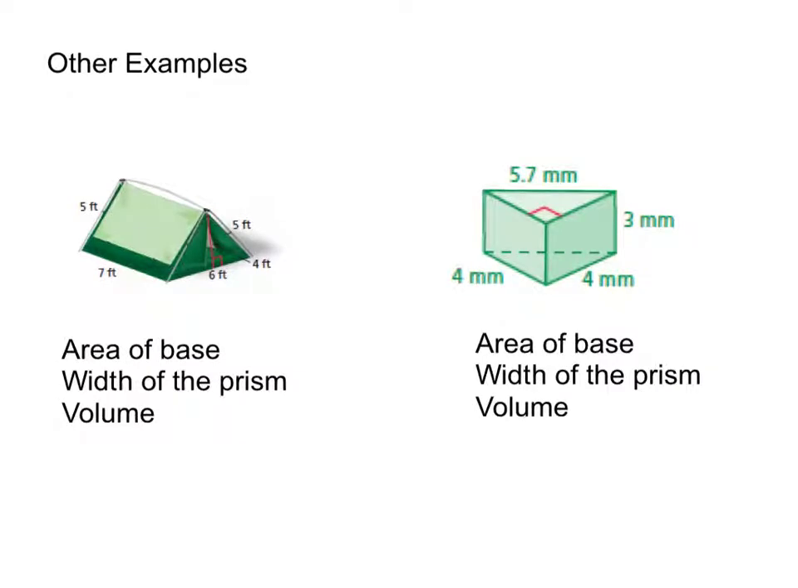So here we want the area of the base, and the base is our triangle. We want to make sure the base of that triangle and the height are perpendicular to each other. So that will give us 6 times 4. That little arrow is pointing to that height of 4, divided by 2. 6 times 4 is 24, divided by 2 is 12 feet squared. The width of our prism is 7. So now we just need to do 12 times 7, which will be 84 feet cubed.